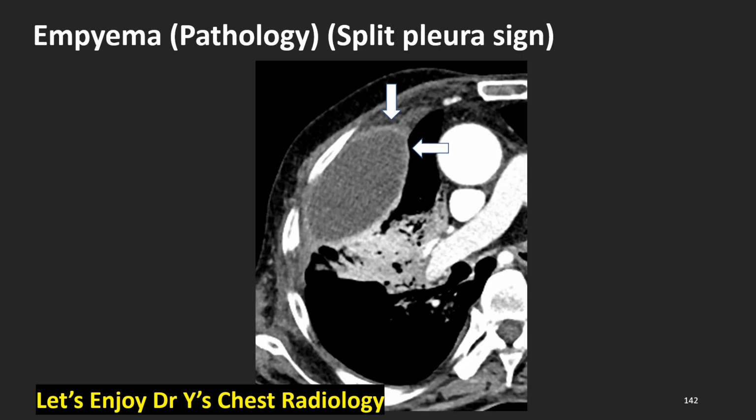Empyema pathology, split pleural sign. Arrows indicate both sides of pleura. The lateral one is parietal pleura and the medial one is visceral pleura.